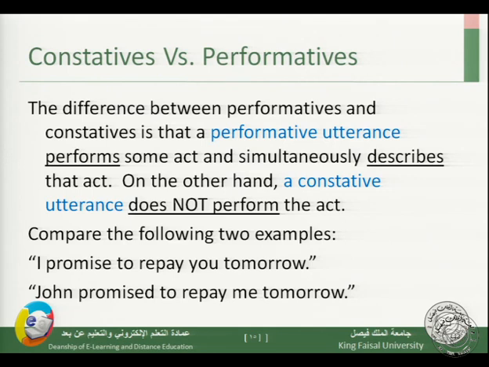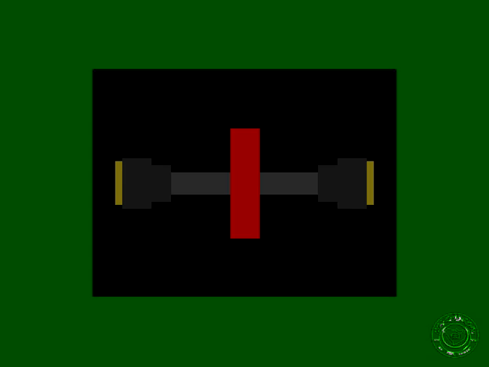So this is when I tell you to compare the two. The performative utterance performs an act and also at the same time describes it. On the other hand, a constative utterance does not perform. This is important. A constative utterance does not perform the act. So the difference lies in performance. Does the utterance perform something?